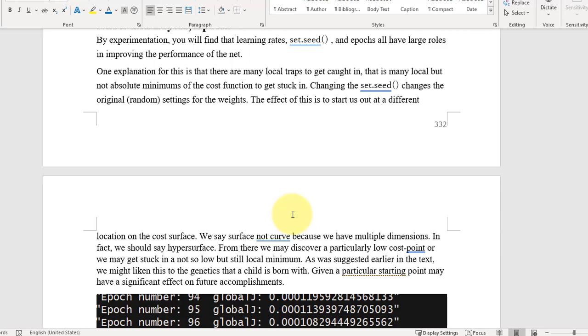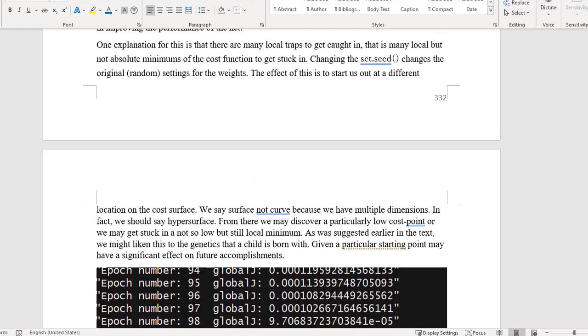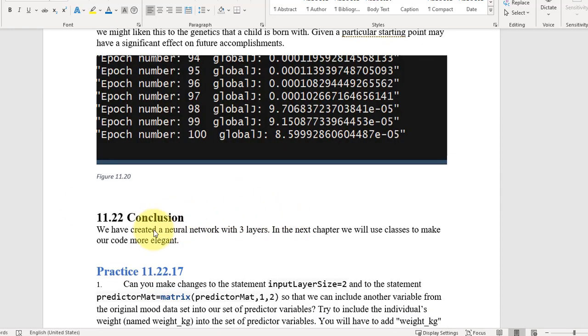From there, we may discover a particularly low cost point, or we may get stuck in a not so low, but still local minimum. As was suggested earlier in the text, we may liken this to the genetics that a child is born with. A particular starting point may have a significant effect on your future accomplishments. And now we say we've created a neural network with 3 layers. In the next chapter, we will use classes to make our code more elegant.